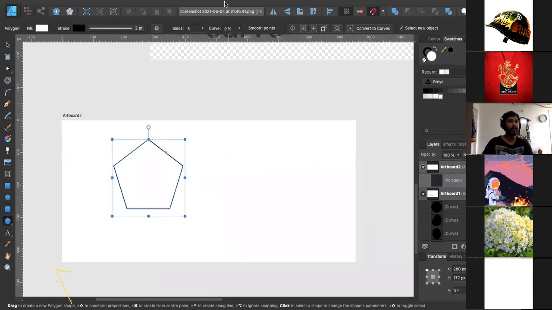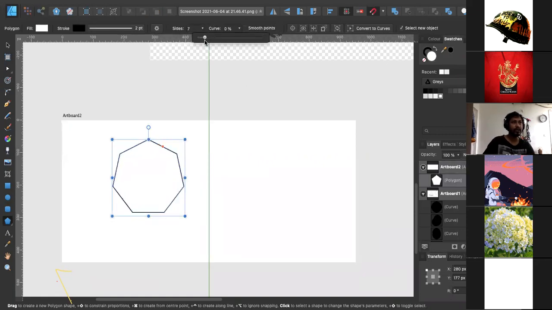So how many sides are here? 8. Right, 8 sides. Then it's called an octagon. Now see how interesting it becomes. I'm increasing the sides. 8. Okay. 9. Okay.